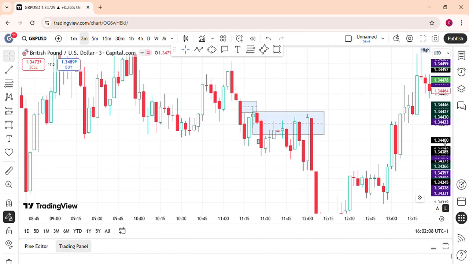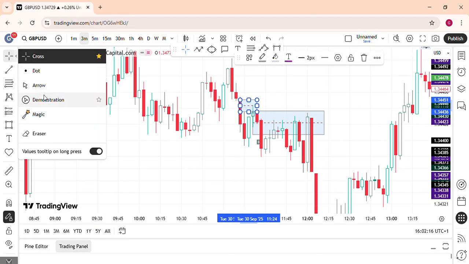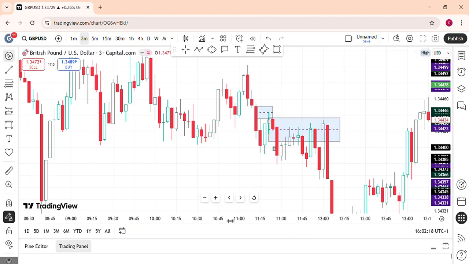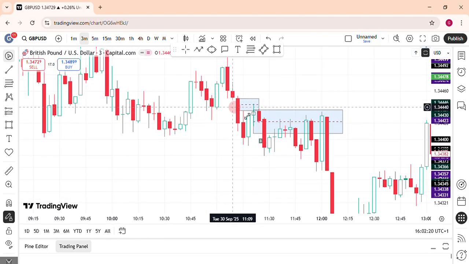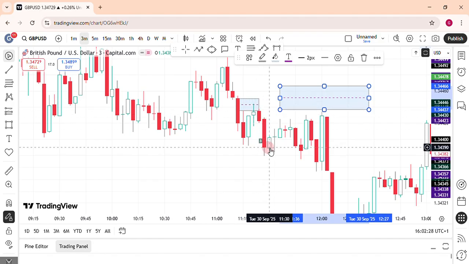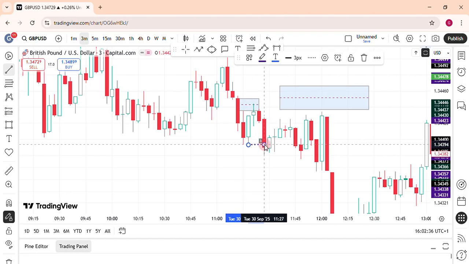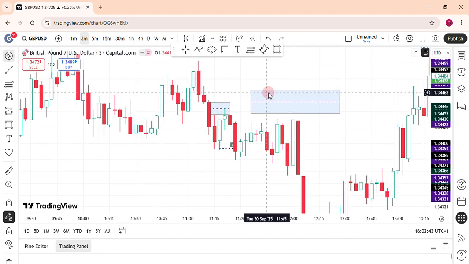So we have a fair value gap here. You can see this fair value gap at this spot. Let me use this demonstration tool here. So we have a fair value gap here. Price comes to tap into this fair value gap. Now you see how price comes to tap into this fair value gap, rally to the downside, and on that same time frame, which is our 3-minute time frame here, you can see a break of that previous low, a break of market structure.